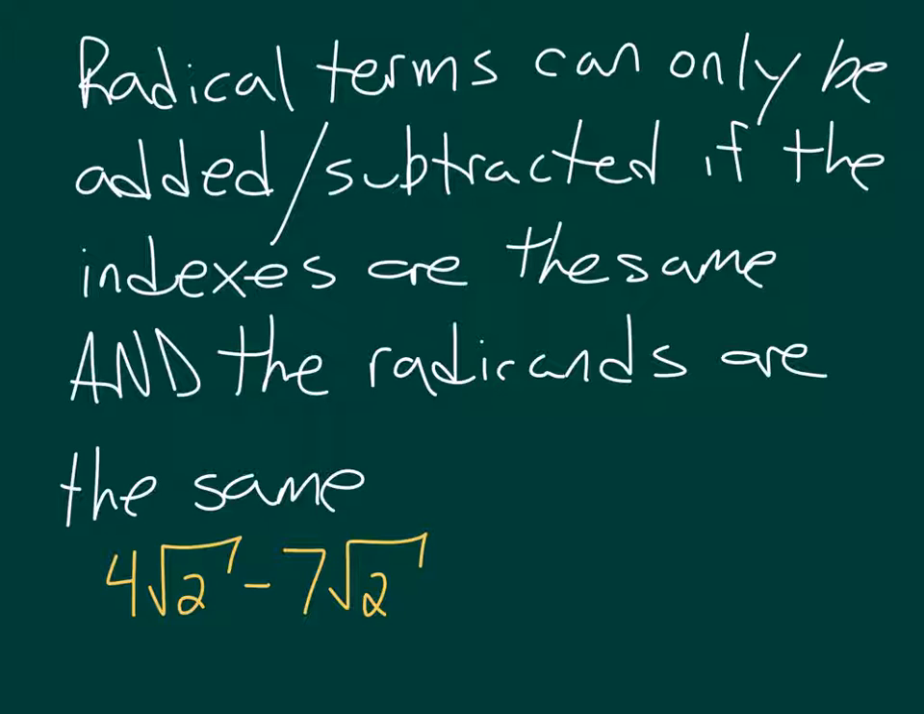Okay, so the indexes are both 2, the radicands are both the same. So just like like terms, all we're messing with is the coefficients or the numbers out front. So really all you're doing here is saying 4 minus 7, which is negative 3, so then this is going to be negative 3 radical 2, because that part doesn't change. Is that okay?